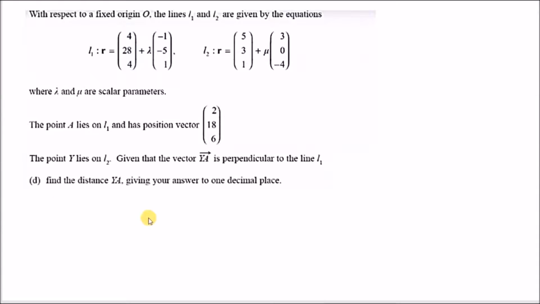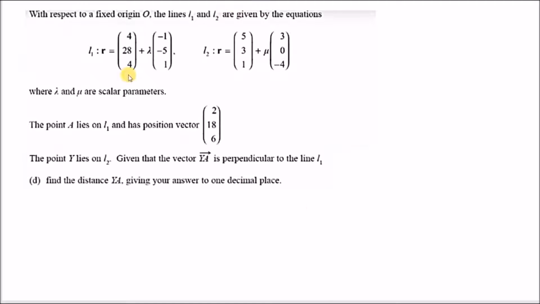So we know a couple of pieces of information here. It states that the point Y lies on L2, and given that the vector YA is perpendicular to the line L1, where point A lies on L1 with this position vector, we need to calculate the distance YA. Okay, so that's fine.